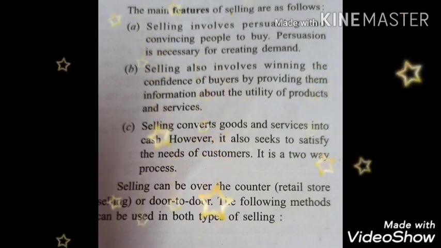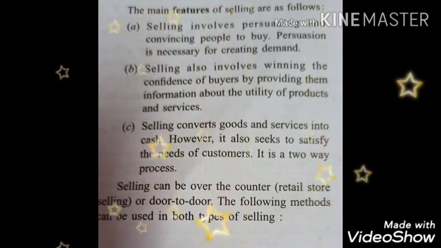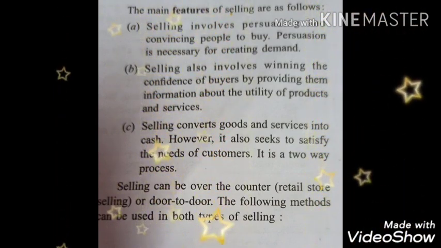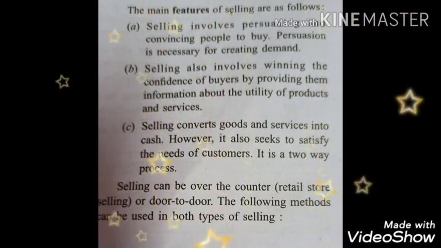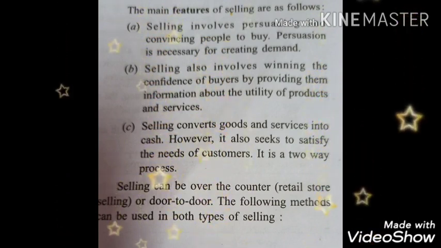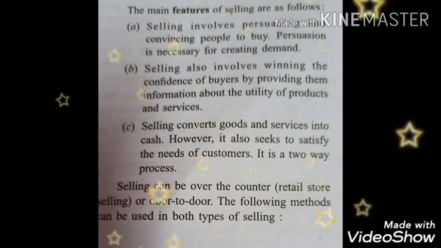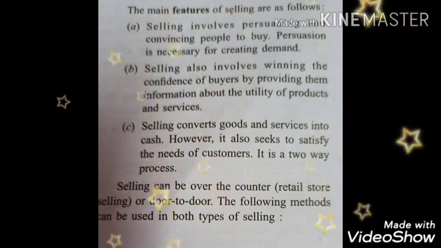Okay. So next, selling converts goods and services into cash. What happens in selling? We give the product, and in exchange what do we get? We get the amount, we get the money. So it is also a two-way process.